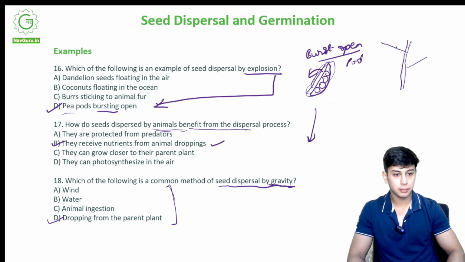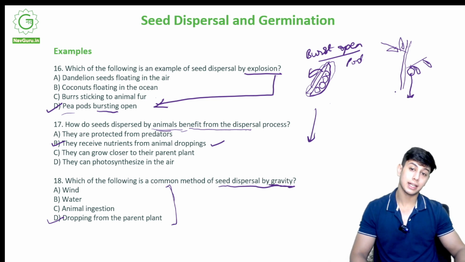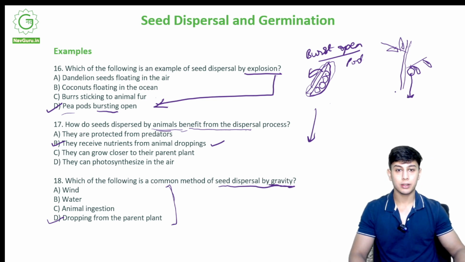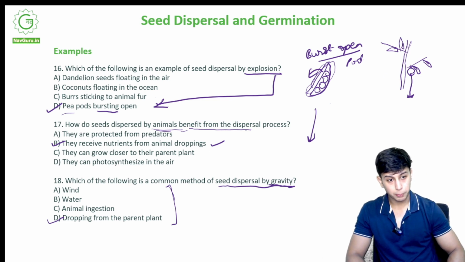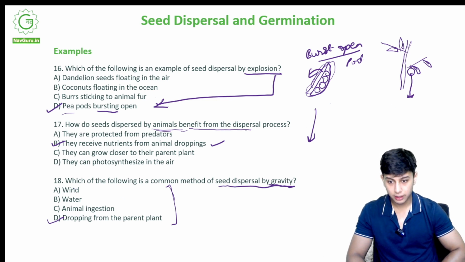Okay, so if there is a parent plant, it had a seed in the fruit, and this dropped off. Some plants have a characteristic that their seed will be dropped nearby only, because the fruit is very heavy, and it will grow close to its parent plant itself. This is the dropping part, by using gravity. Gravity is being used to transport the seed, not wind, not water, not animal ingestion.